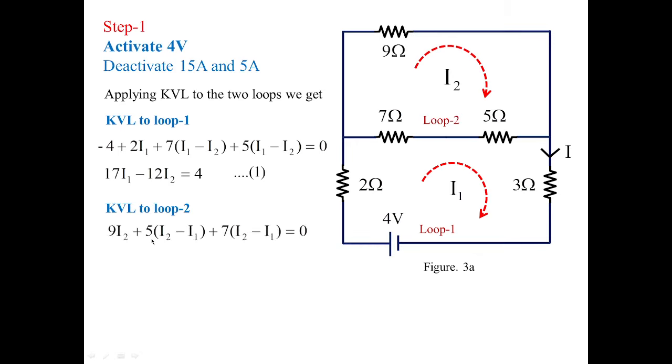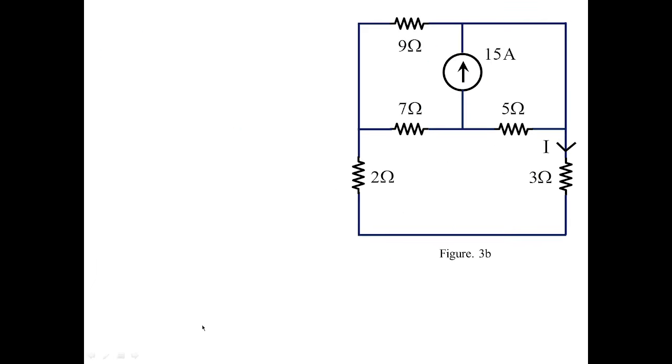Okay, now let us apply KVL to loop 2. Here this is loop 2. So in loop 2 I am starting with 9 I2 plus 5, this 5, (I2 minus I1), plus 7 (I2 minus I1) is equal to 0. So with this I am going to get the equation as minus 12 I1 plus 21 I2 is equal to 0. Just solve equations 1 and 2 with the help of a calculator. We are going to get the value of I1 as 0.3943 amperes and I2 is equal to 0.2253 amperes. So with this we got one result.